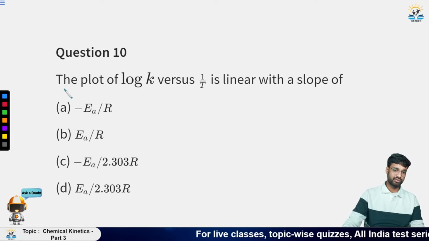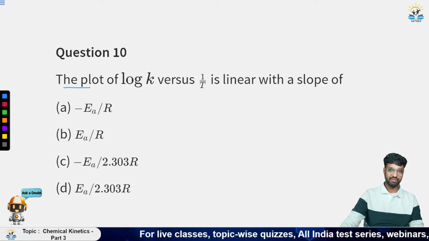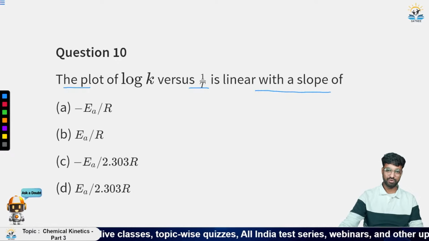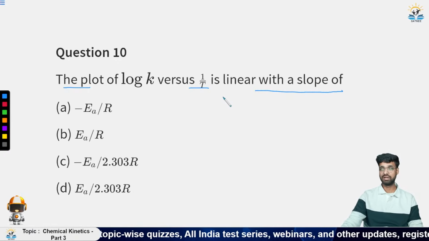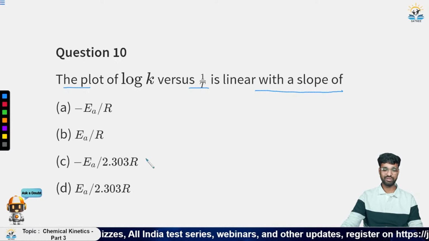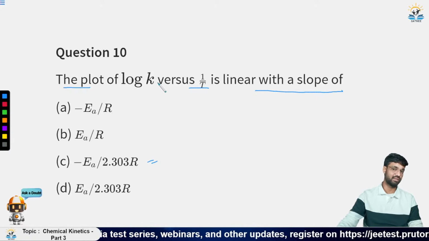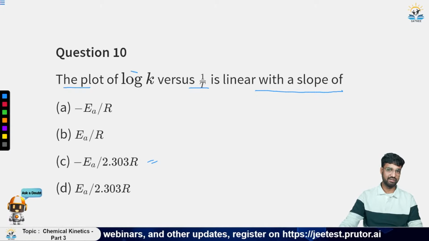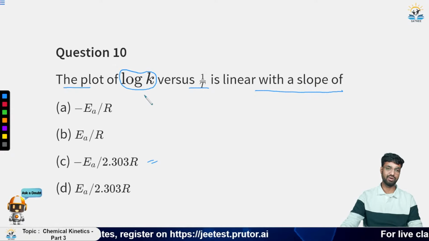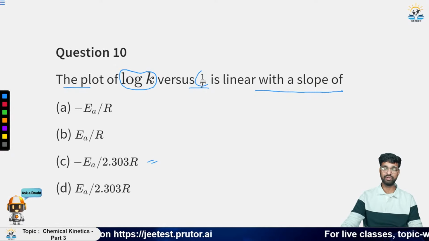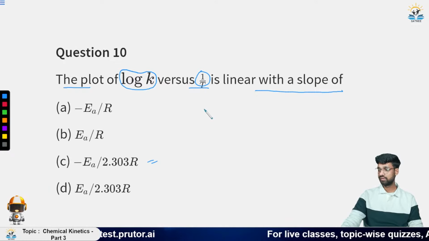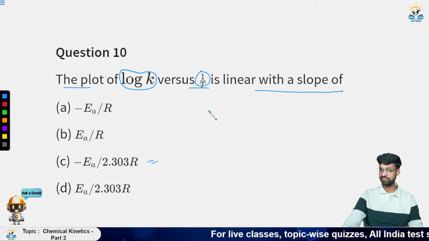Now the last question of today's is that the plot of log k versus 1 by T is linear with a slope of. I have solved it for you, but you must do it one more time because it has a slight change in it. The graph I showed you was of ln k versus 1 by T, and this is log k versus 1 by T. So if you solve it, you will get a different value. So these are all the 10 questions that we have.